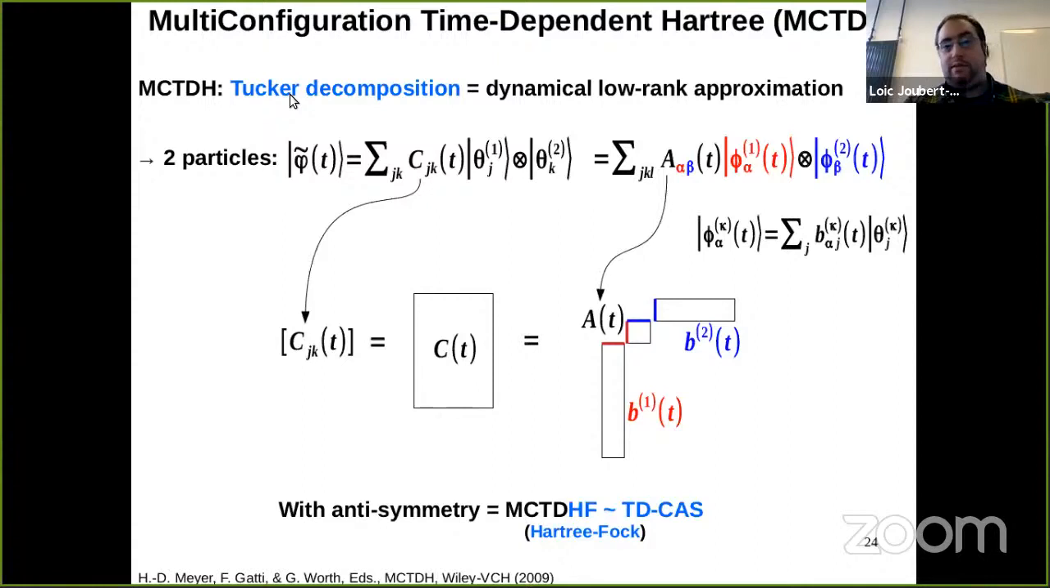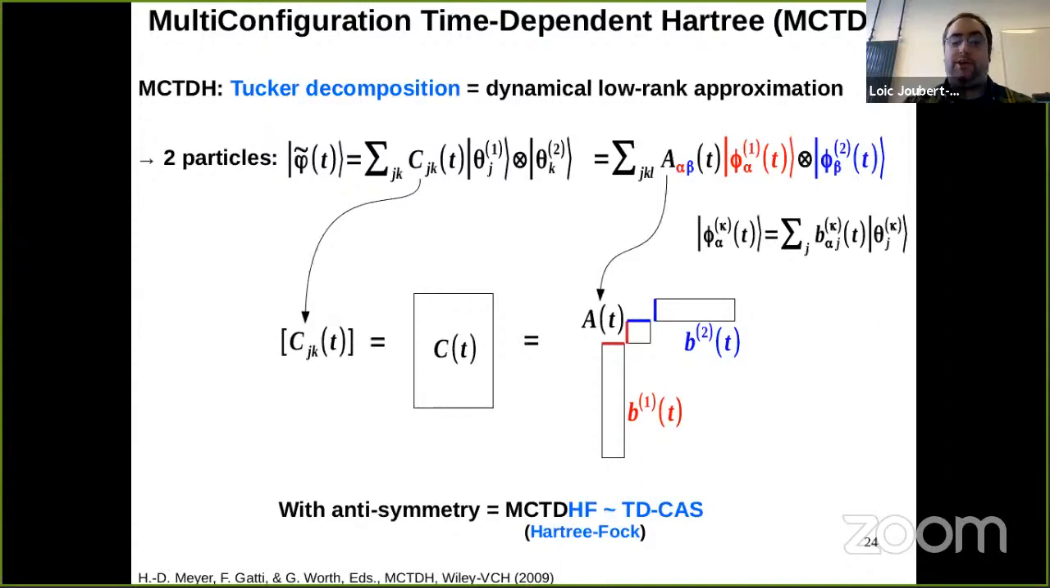And here I give an example for two particles, where we can represent this electronic wave function in a tensor product basis for two particles. And we have this matrix with two indices that is represented by this rectangular matrix. If some of the coefficients in this matrix are very close to zero, because maybe they are associated with configurations that are very high in energy or very low in energy, then we would like to just not account for them and maybe find a procedure to automatically remove them.